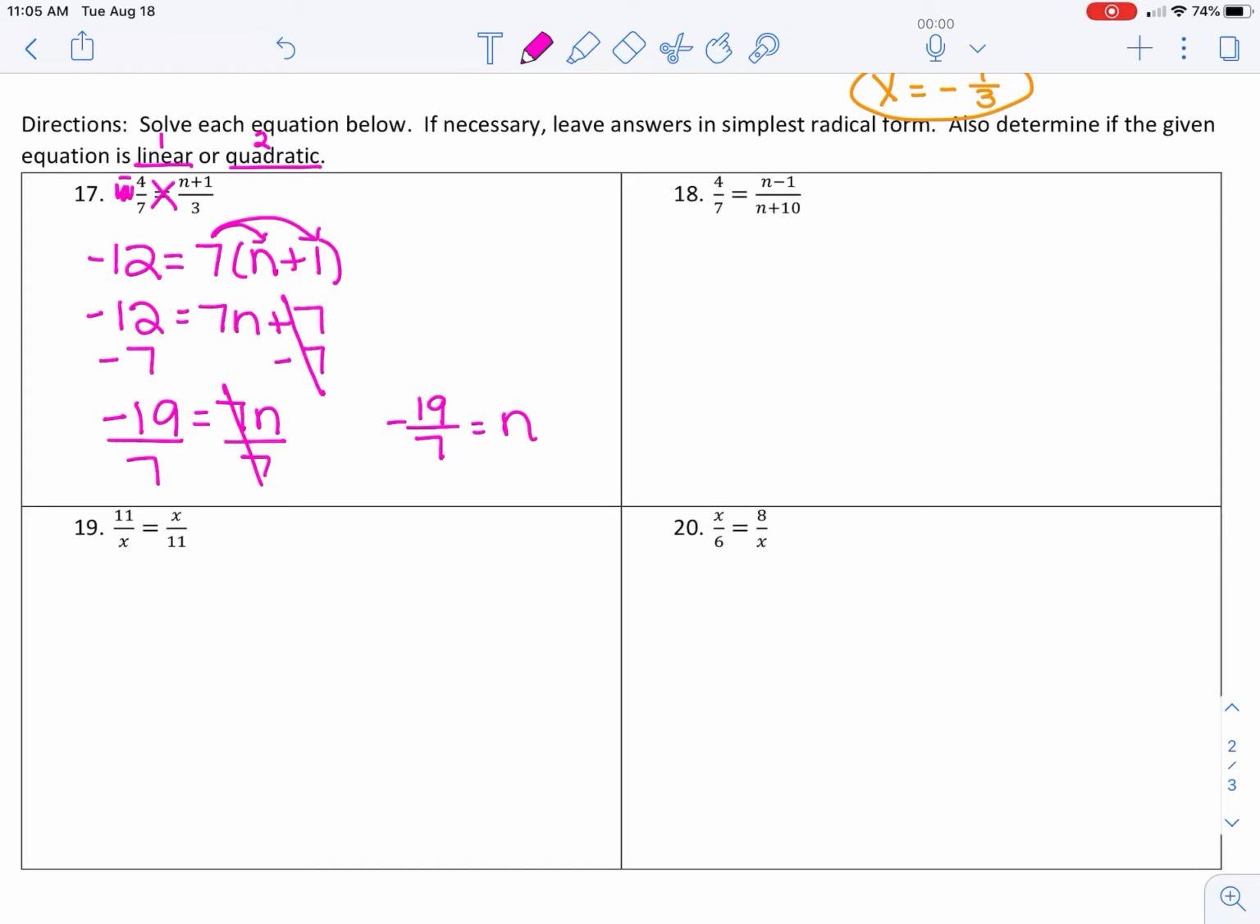Now, we did forget about one part of our directions, though. It says also determine if the given equation is linear or quadratic. If you look here, we don't see an n squared. Our n here does not go to the second power. It's only to the first power, technically. Okay, so that's going to be a linear equation.